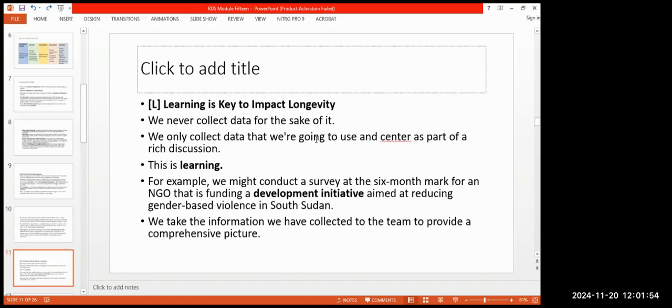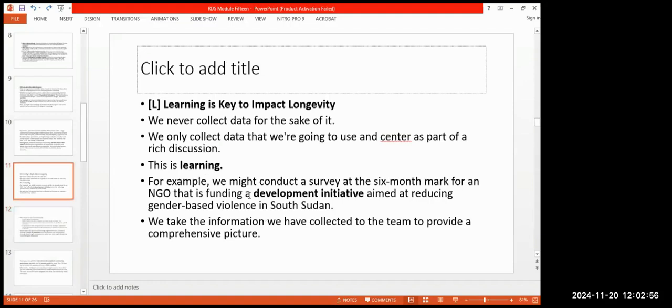It can also take place at the management level of the project or the program, including other stakeholders like the sponsors and others, right? And the common denominator here is to learn. For instance, an NGO can conduct a survey at the 6-month mark for funding development initiatives, say maybe reducing gender-based violence in Southern Sudan or South Sudan. So the information can be collected that can help us to learn, if you will, a comprehensive picture of what's going on or what's happening.